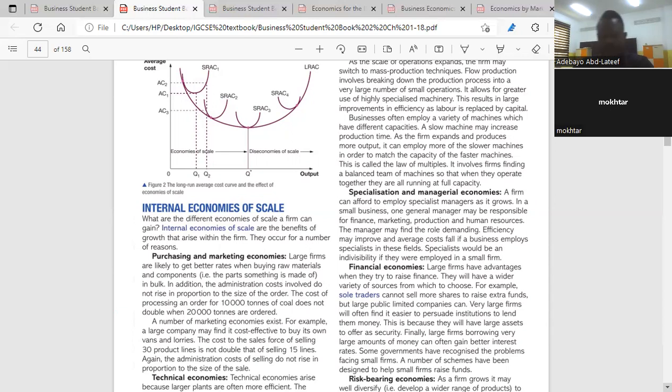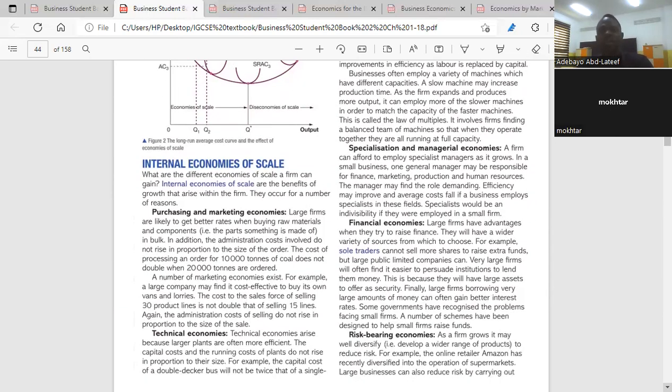Yeah. Great. So we go into internal economies of scale. So what does internal economies of scale mean? It means the benefits you gain within the firm, the benefits you gain because of your expansion that comes within your operation. That is internal economies of scale. Do you get internal economies of scale? Yes, sir. Great. So how does internal economies of scale occur?